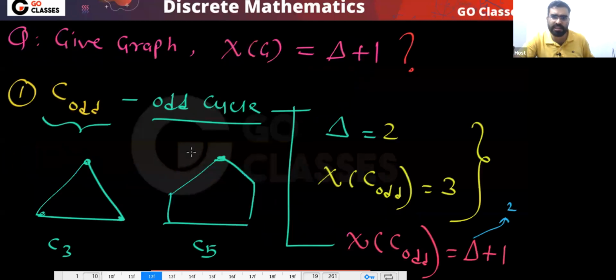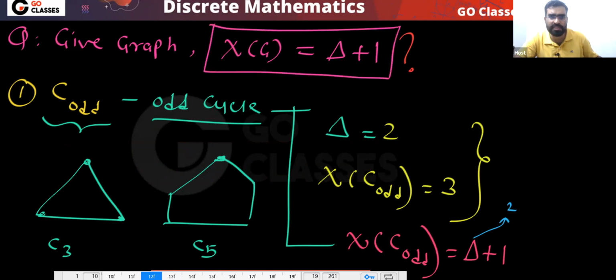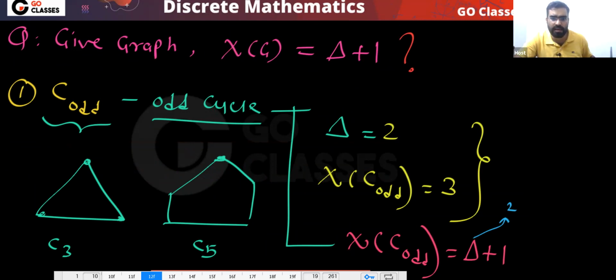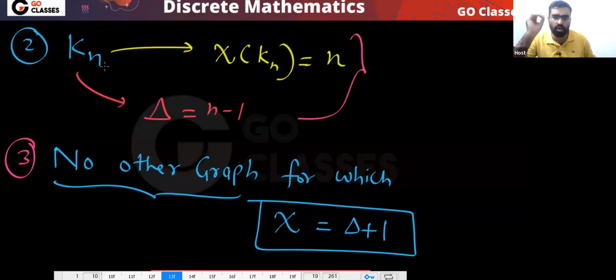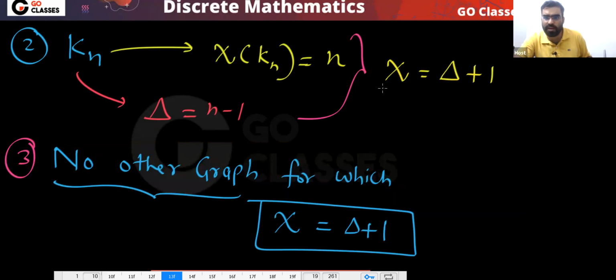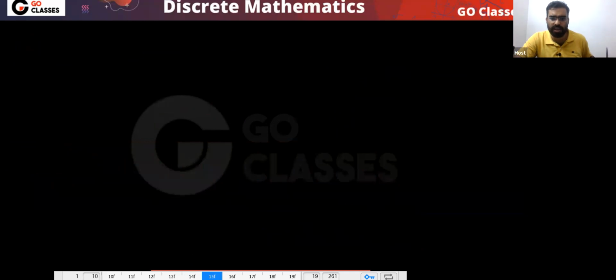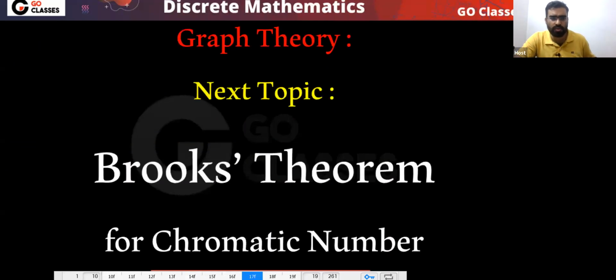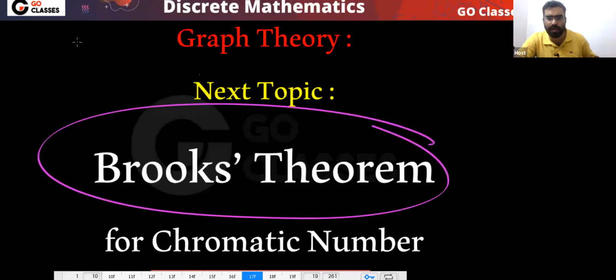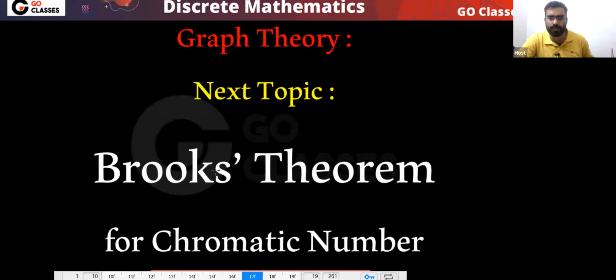This is interesting, right? These are the only graphs: the odd cycle and the complete graph. These are the only graphs where the chromatic number is equal to maximum degree plus 1. No other graph has this. This is known as Brooks theorem, proven by Brooks.